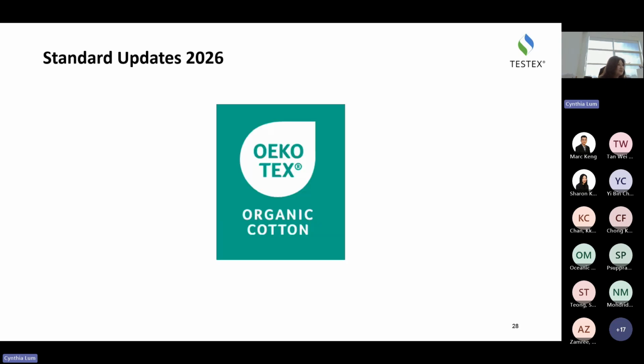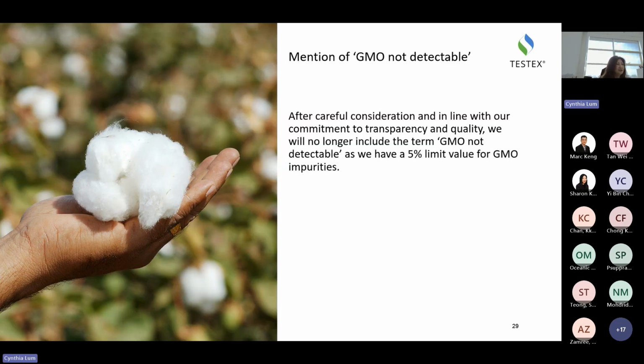Maybe we skip this one and we move on to standard updates for organic cotton. So just for information, the mention of GMO not detectable. After careful consideration and in line with our commitment to transparency and quality, OEKO TEX will no longer allow the term GMO not detectable to be included on organic certificates.